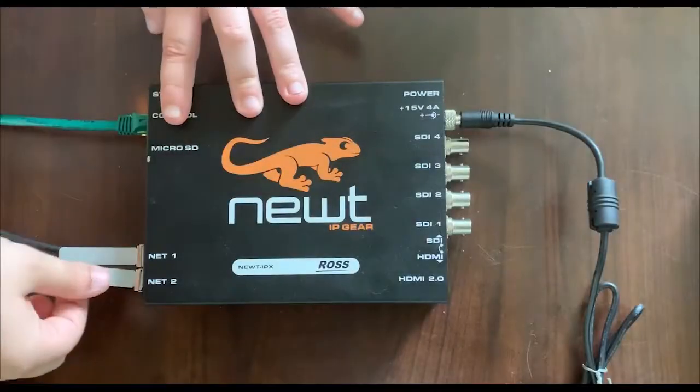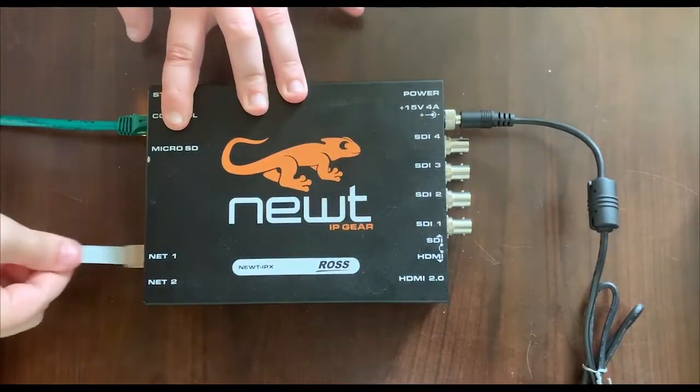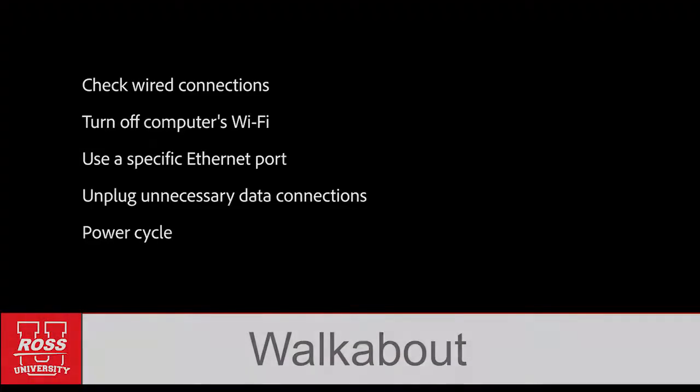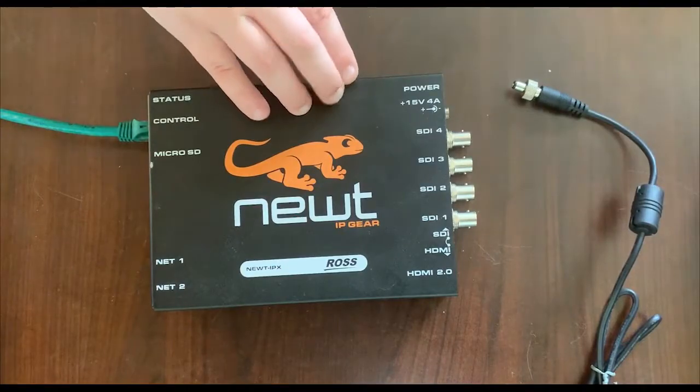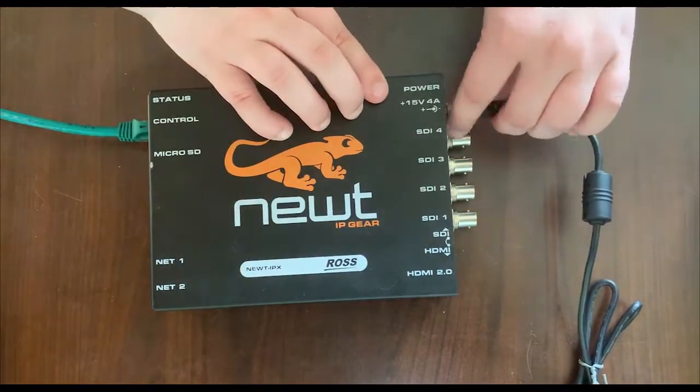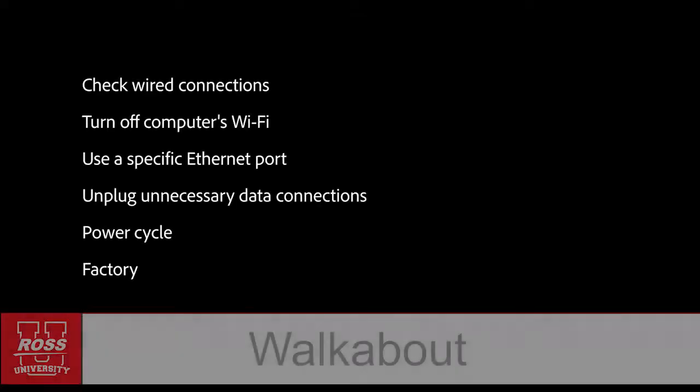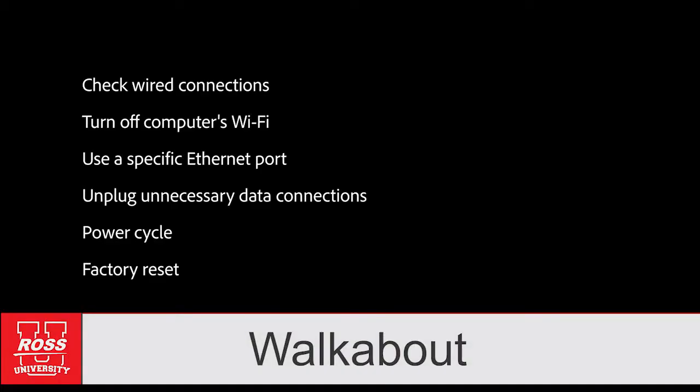Unplug unnecessary data connections. Unplug any data connections you've connected to your device. Have only the connection to the control port. Power cycle. Try power cycling, turning off and on your device. Factory reset. You can also perform a factory reset as described later in this video. If you still cannot see your device with Walkabout, especially if you have a NEWT with an older firmware version, you should follow the Connecting Without Walkabout section later in this video.